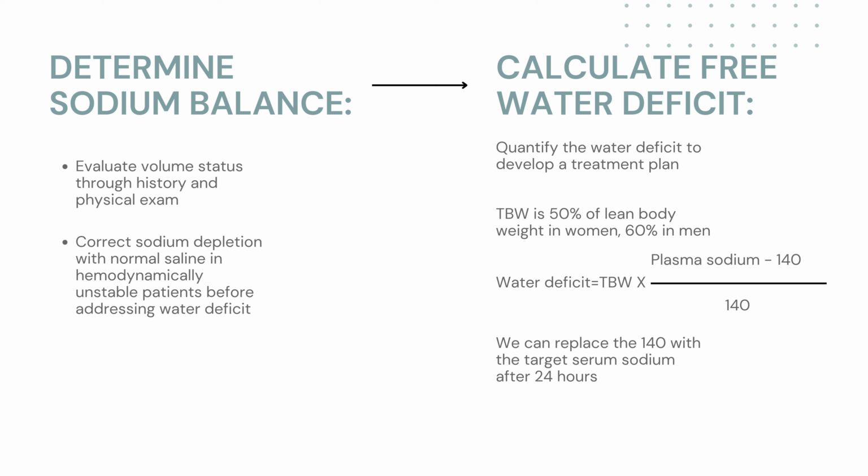After getting the history, physical exam, and volume status, we can calculate the free water deficit. Total body water is 50% of lean body weight in women and 60% in men. The formula to calculate the water deficit is total body water multiplied by (plasma sodium minus 140, or the target sodium level at 24 hours) divided by 140, or the target sodium level at 24 hours.